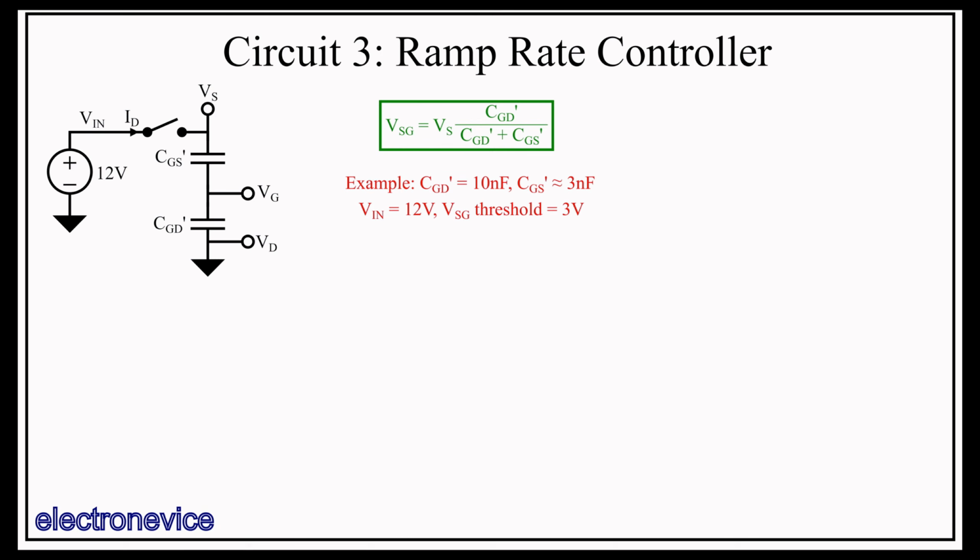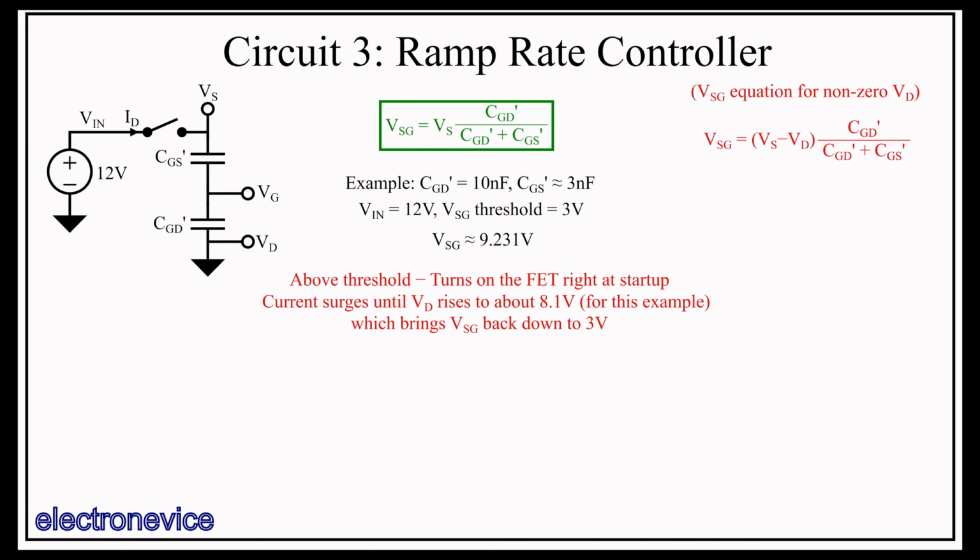So let's assume a CGS prime of 3 nanofarads. Recall our V-in voltage is 12 volts and our VSG threshold voltage is assumed to be about 3 volts. The resulting VSG at turn-on per this formula, with a V-in of 12 volts, is 9.231 volts, which is well above the threshold of 3 volts. This would cause the MOSFET to turn on very quickly, causing the drain voltage to jump up and cause a surge of current.